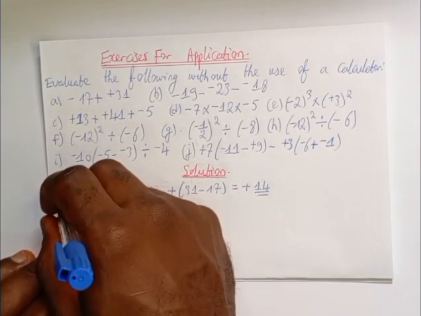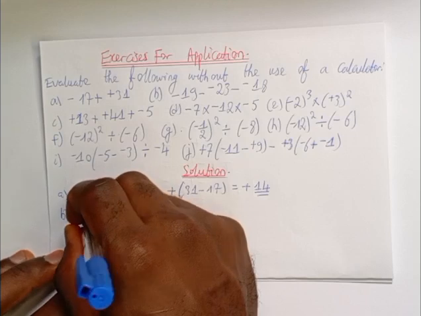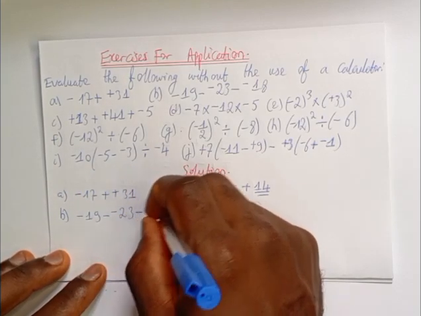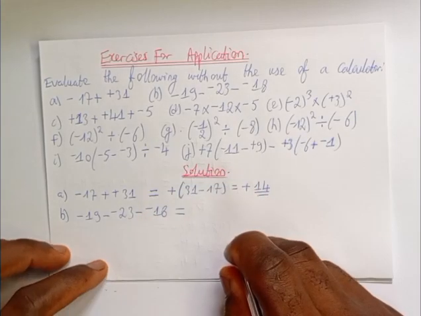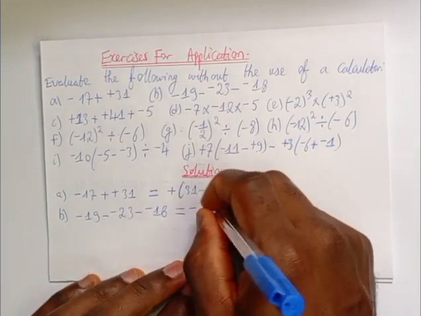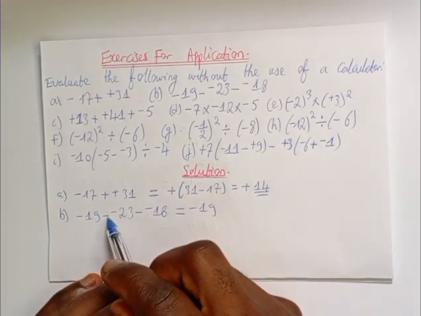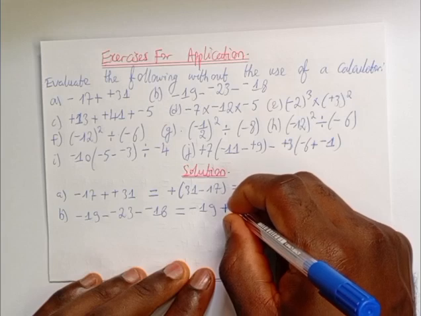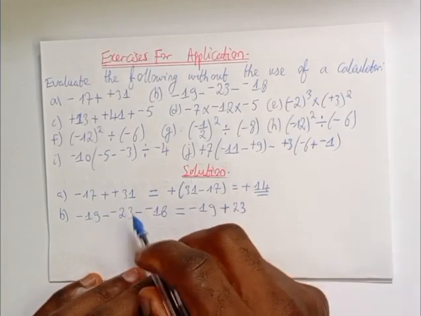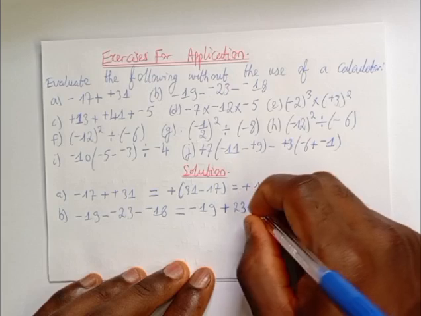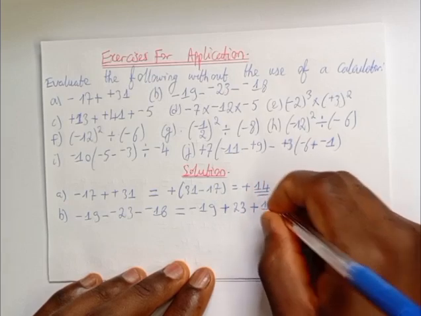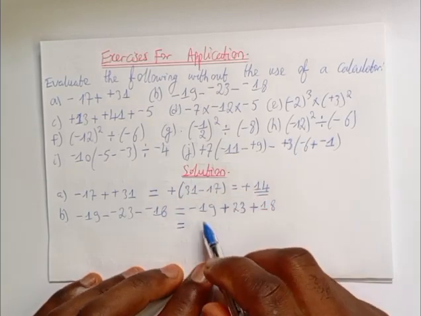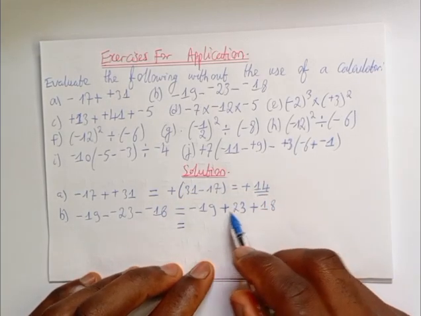We go now to question B. For B, we have negative 19 minus negative 23 minus negative 18. This will simply be equal to negative 19. Applying the sign rule, negative negative is positive. Negative 19 plus 23, negative negative positive, plus 18. This will simply be equal to negative 19 plus 23.